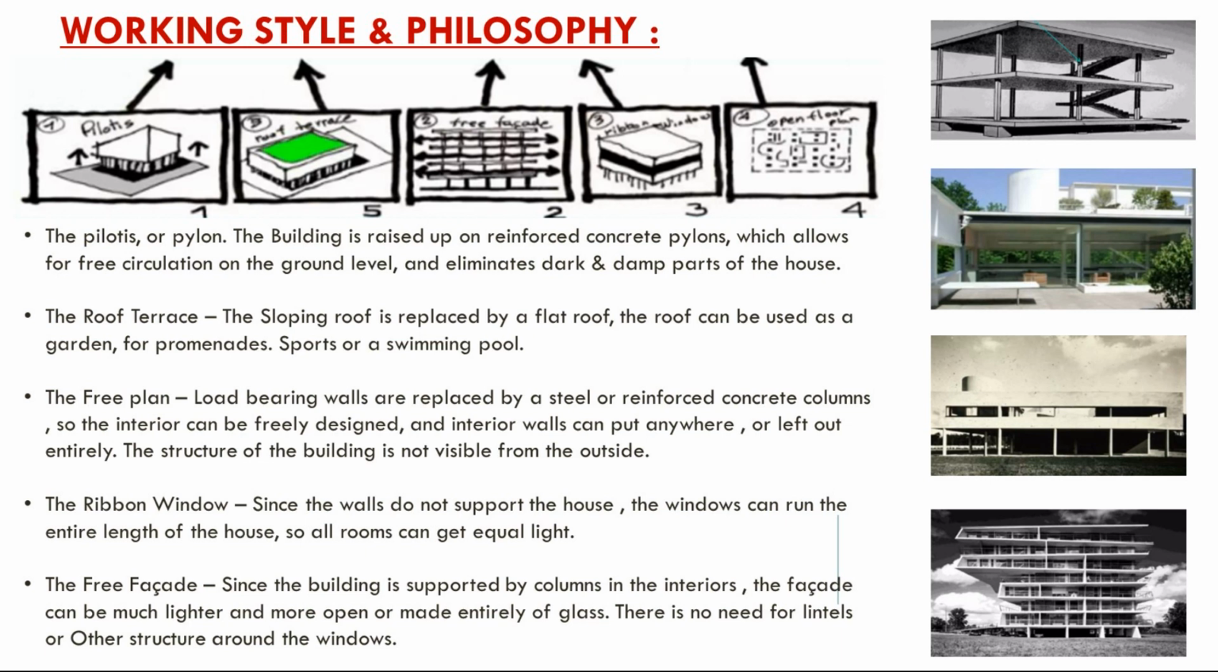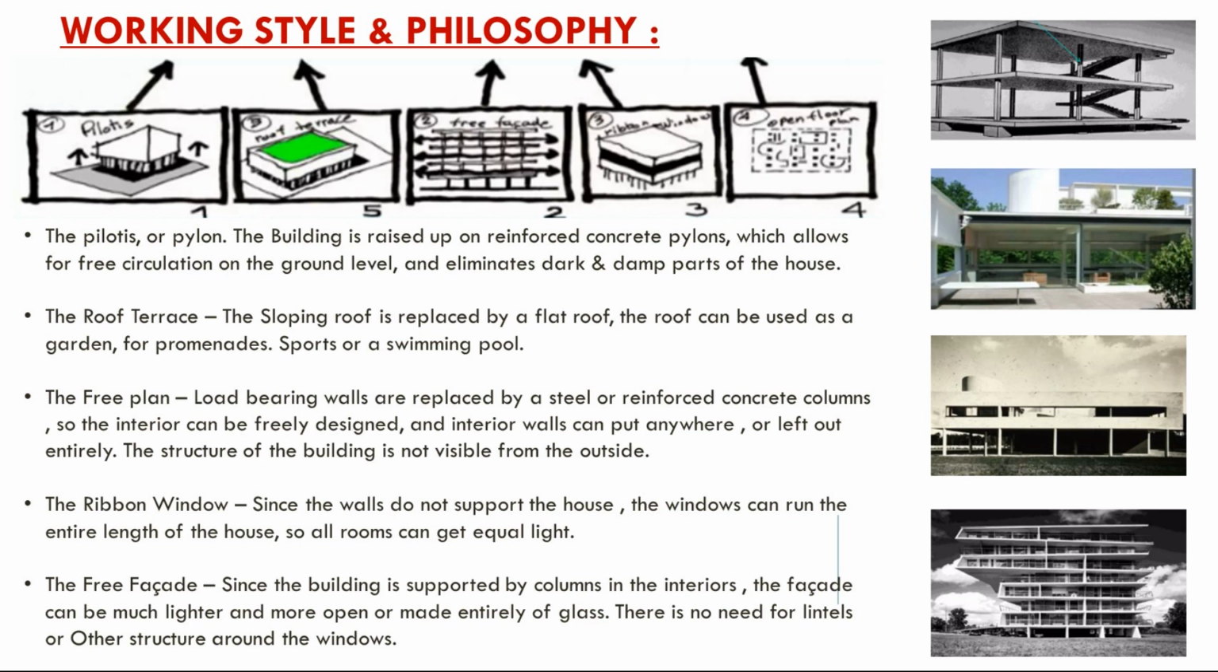The roof terrace. The sloping roof is replaced by a flat roof. The roof can be used as a garden, for sports or as a swimming pool. The free plan. Load-bearing walls are replaced by steel or reinforced concrete columns, so the interior can be freely designed and interior walls can be put anywhere or left out entirely. The structure of the building is not visible from the outside.